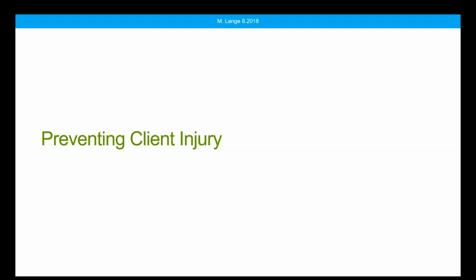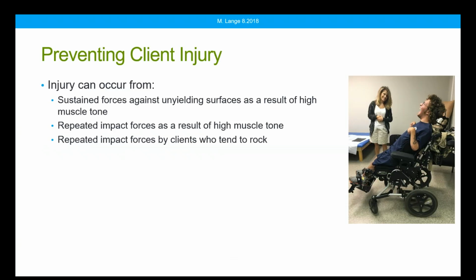So let's talk a little more about preventing client injury. Injury within a wheelchair and seating system can occur from sustained forces against unyielding surfaces. This is often the result of high muscle tone. So someone is pushing into that unyielding surface and sustaining force against it. We also can see repeated impact forces, these intermittent forces, in people who have high muscle tone as well, and repeated impact forces by clients who tend to rock.